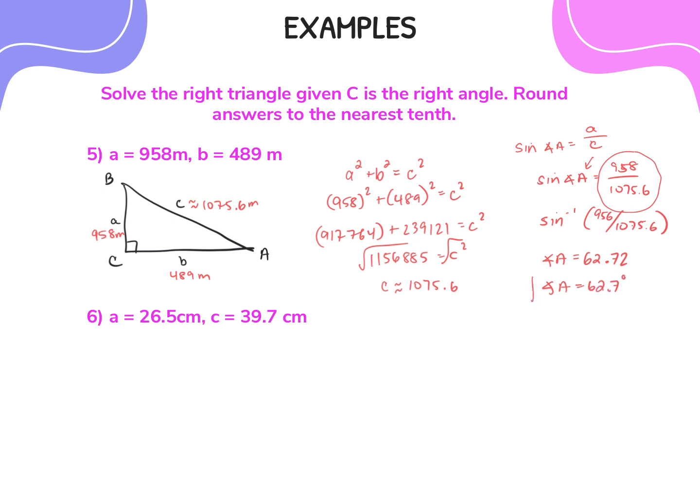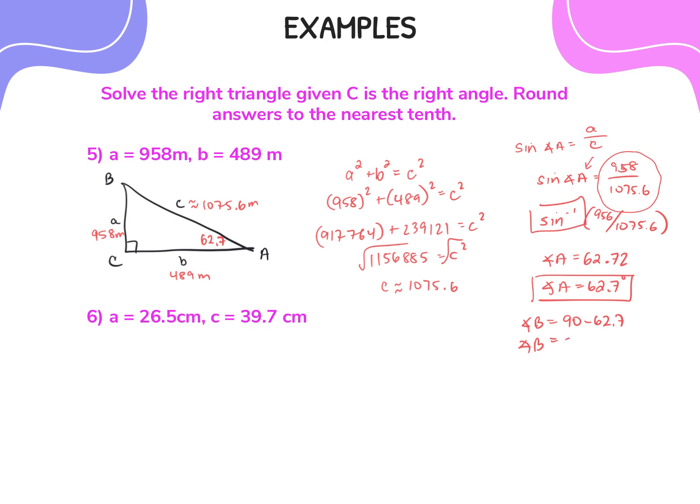And so we were able to find the degree measure using the inverse sine. Anytime you're looking for a degree, that's how you have to do it. Now that I know that A is 62.7, I could just figure out that angle B equals 90 minus 62.7 without having to actually do any more trig functions.